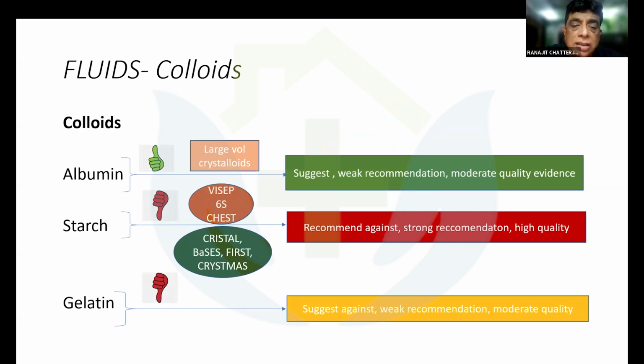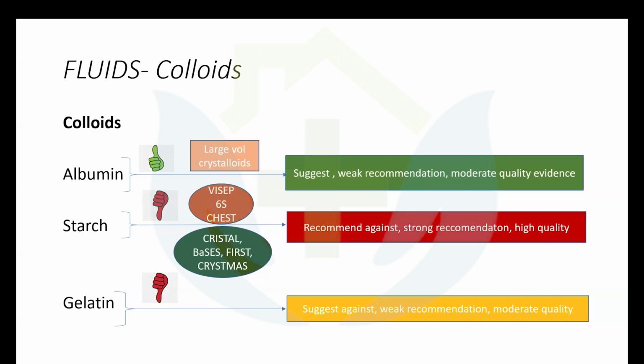But for starch, the VISEP, 6S and the CHEST trial have shown that starch might be causing a lot of problems, not only renal replacement therapy but also mortality. But there are very good papers, CRYSTAL, BaSES trial, FAST trial, CHRISTMAS trial, which were in favor of starch, but they have been ignored by the Surviving Sepsis Campaign. And nowadays, starch is recommended against. There is a strong recommendation of high quality evidence that starch should not be used.